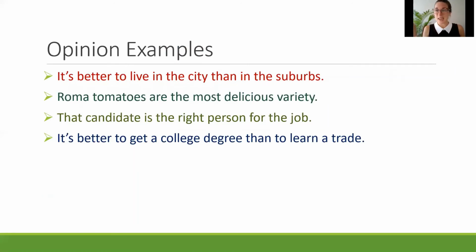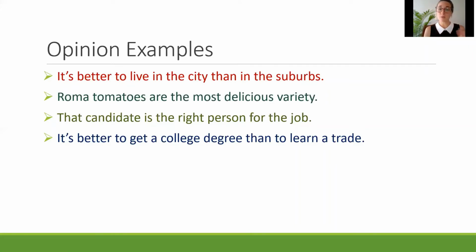So using the same types of examples we used before, let's look at how an opinion might appear with these same themes. So we could say, for example, it's better to live in the city than in the suburbs. Well, that might be true for some people. Some people might believe that, but that's not something that we can objectively prove with numbers and facts. This is something that's a personal belief.